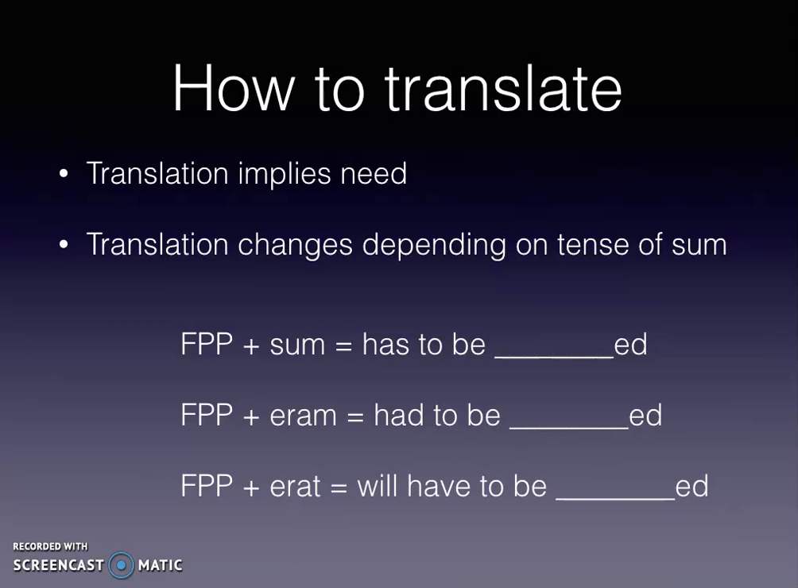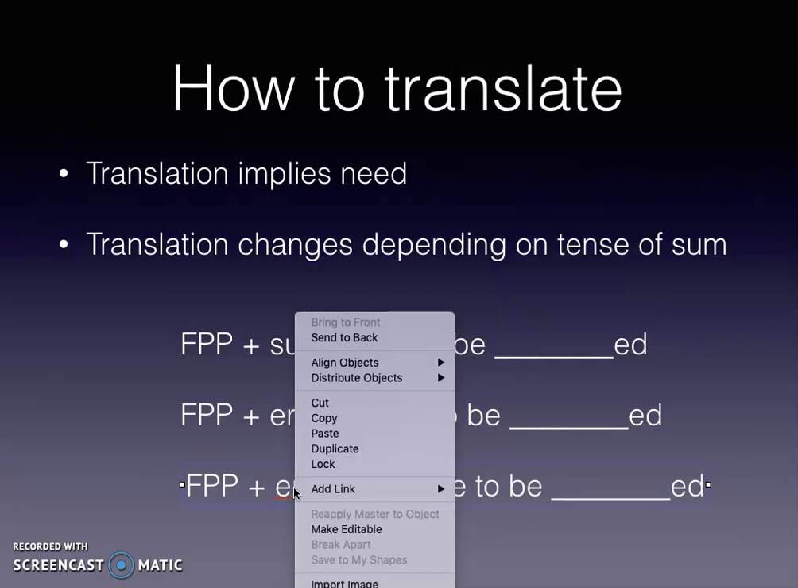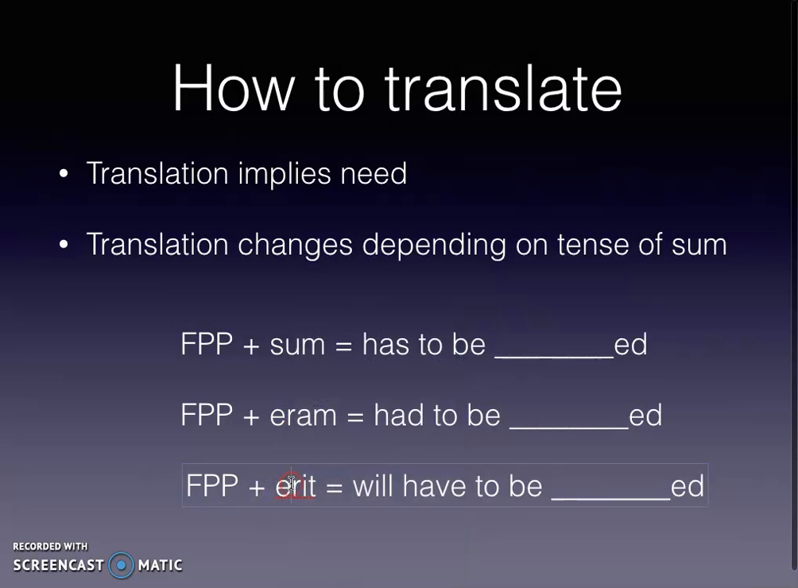And then, oh no, I wrote erat. That should be erit. Let me fix that right now. Future passive participle plus erit. Excuse me, sorry. That will be translated will have to be verbed, okay, for an action that has not yet happened. So that's a brief introduction to how to translate it.